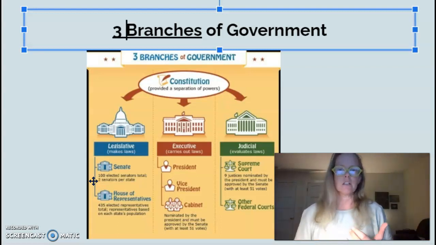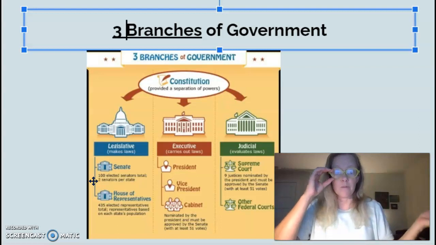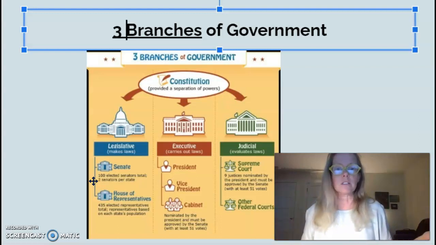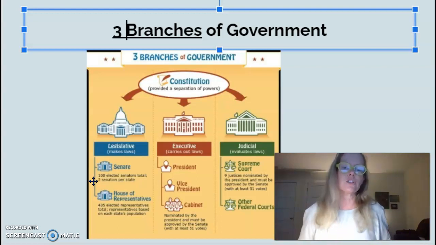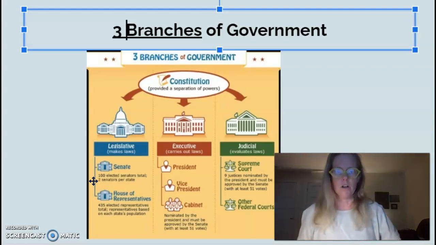So legislative makes the laws. Executive enforces the laws. How do they do that? How do presidents or cabinet officials or government agencies enforce the laws? They can do it in a variety of ways. Most of the time, if we don't follow the laws, we have some consequences to suffer. And then the judicial branch interprets the law. So, big ol' overview, know that. And then all the details we'll get to later on.